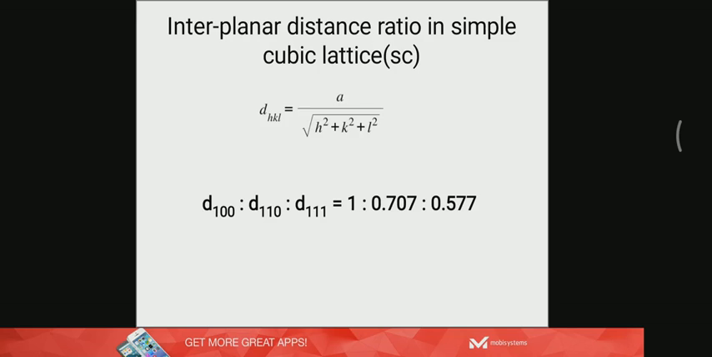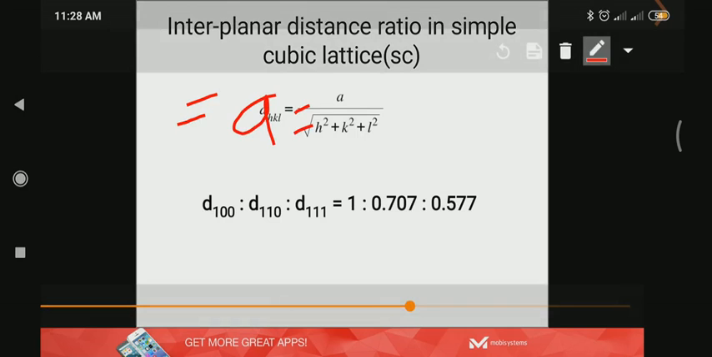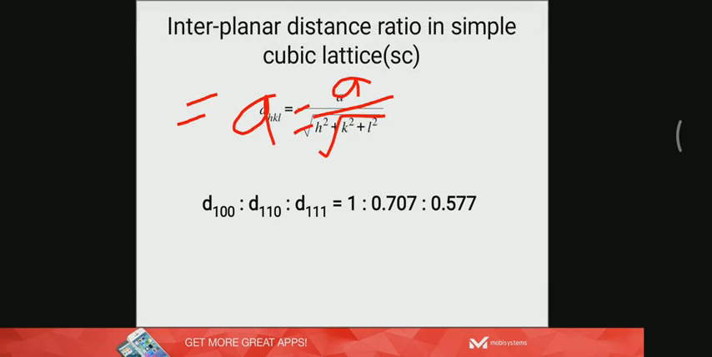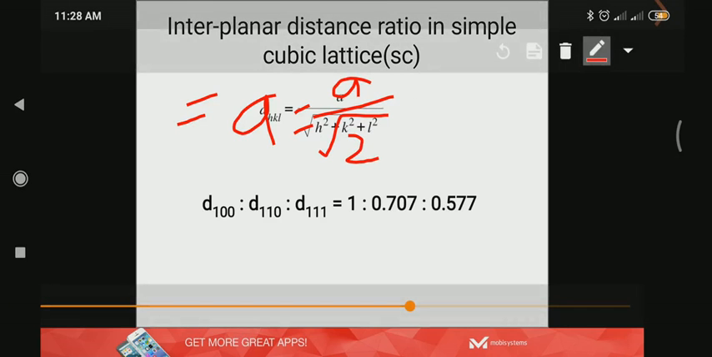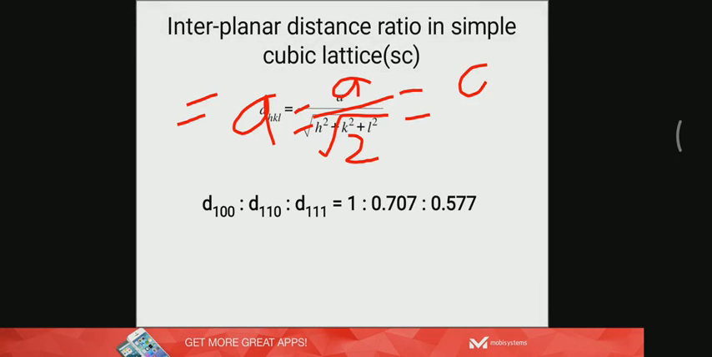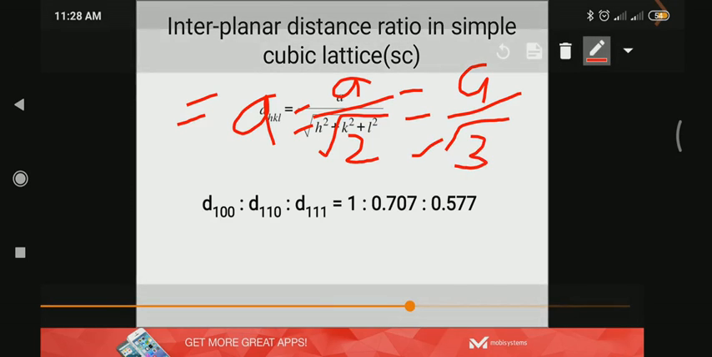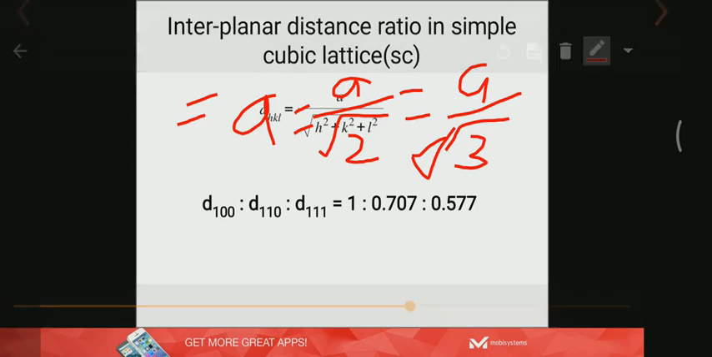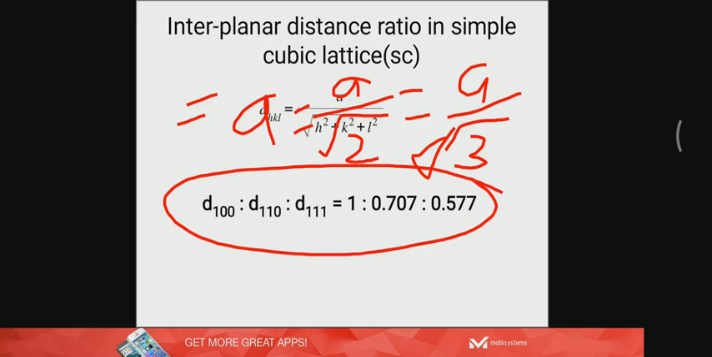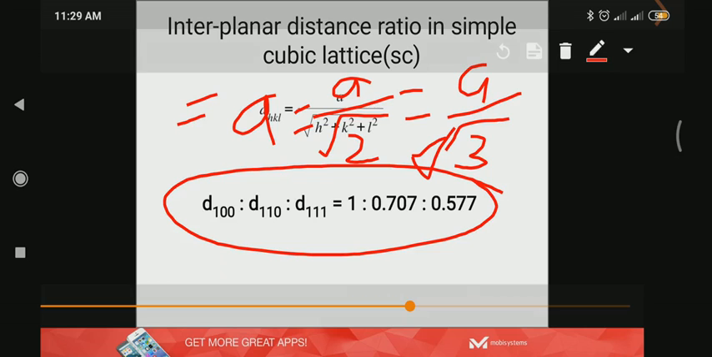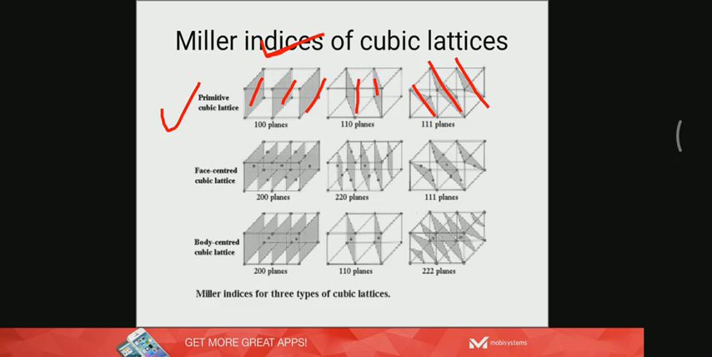We can write it. It is equal to, what is d100 we got? It is a, is to d110 is a by root 2, is to d111 is equal to a by root 3. Right? So cutting a, you get 1 is to 1 by root 2 is to 1 by root 3, and that is 1 is to 0.707 is to 0.577. So this value should be noted. For primitive cubic lattice, the interplanar distance ratio for the three planes is equal to 1 is to 0.707 is to 0.577.